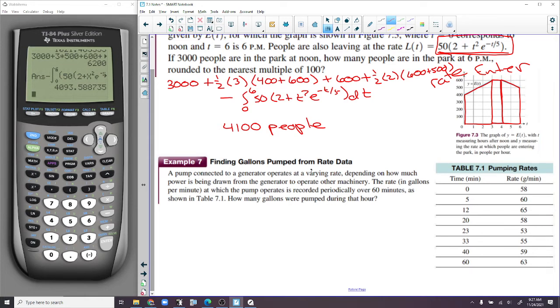A pump connected to a generator operates at a varying rate, depending on how much power is being drawn from the generator to operate other machinery. The rate in gallons per minute at which the pump operates is recorded periodically over 60 minutes as shown in table 7.1. How many gallons were pumped during that hour?